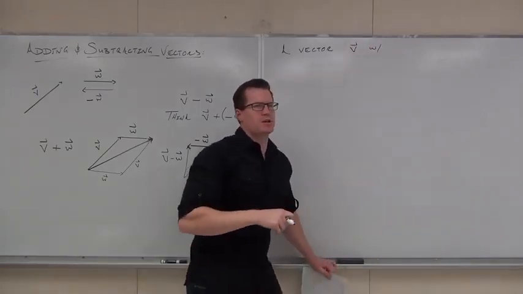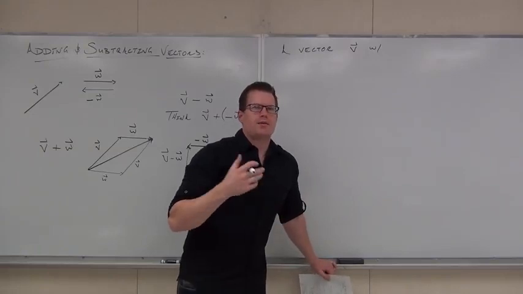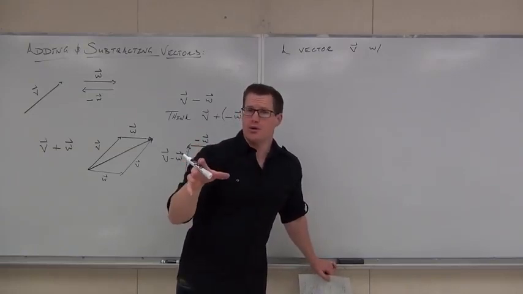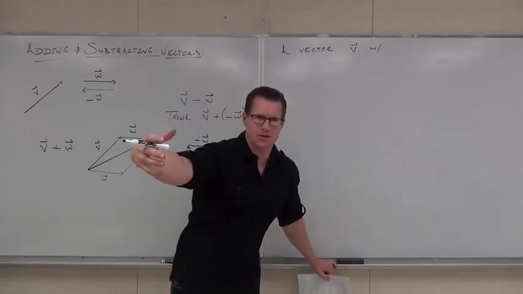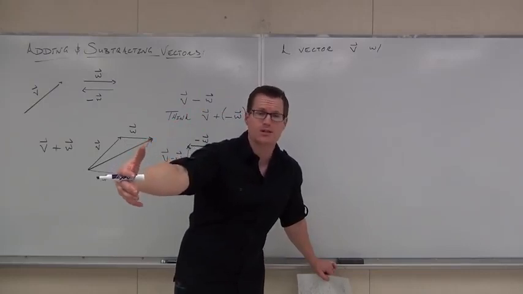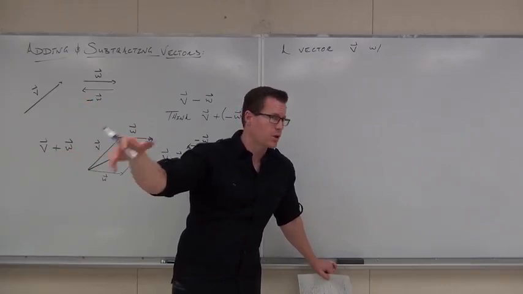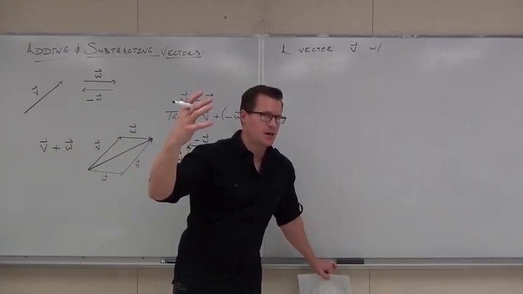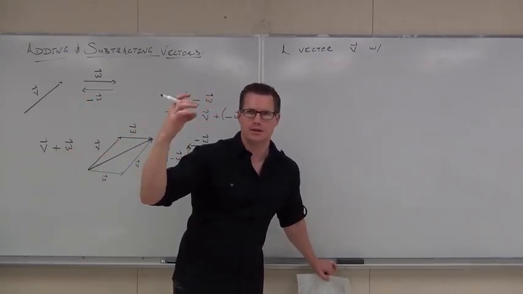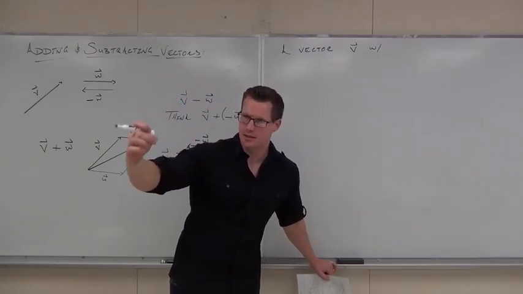What if we had this special case? What if we had this vector that had an initial point? All of our vectors have an initial point. They got to start somewhere. That's our initial point. And they got to end somewhere. That's our terminal point. They don't go forever, right? They're not lines. They're not even really rays. They have a starting spot. They have an ending spot.